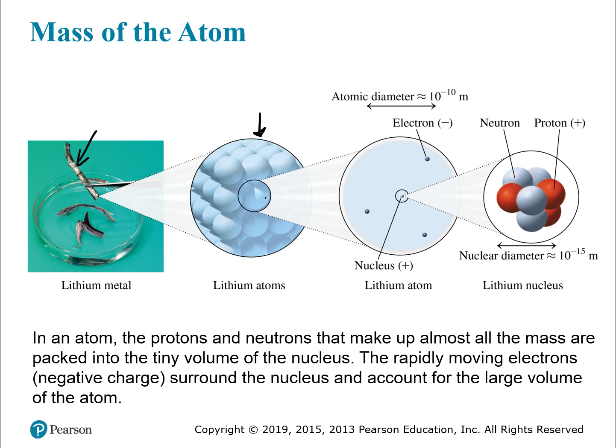Well, that piece of metal is made of lots and lots and lots of lithium atoms. And if you could see one individual atom, what you would see is all this empty space with these teeny tiny little electrons and a nucleus in the center. That nucleus, if you could again look at it with your eye, you would see that it's a cluster of neutrons and protons.